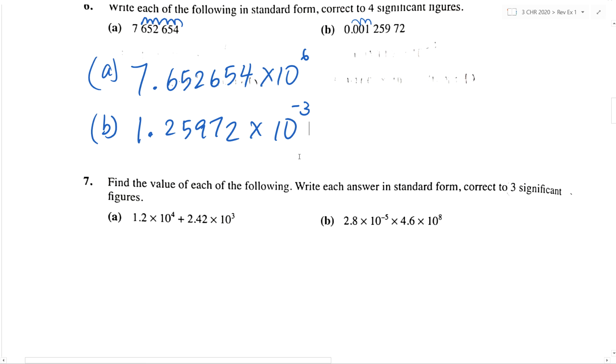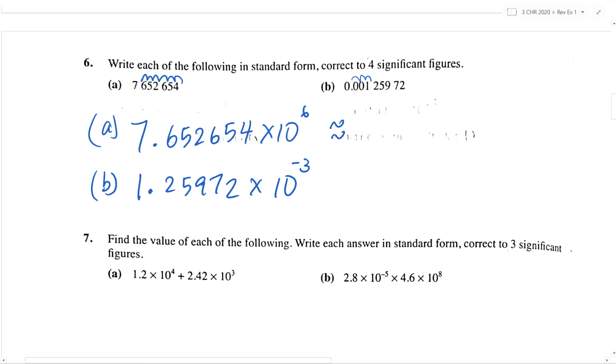Oh, 4 SF. Oh, thank you. So the first one, we round it off to become 7.653 times 10 power 6. The second one, 1.260 times 10 power negative 3.